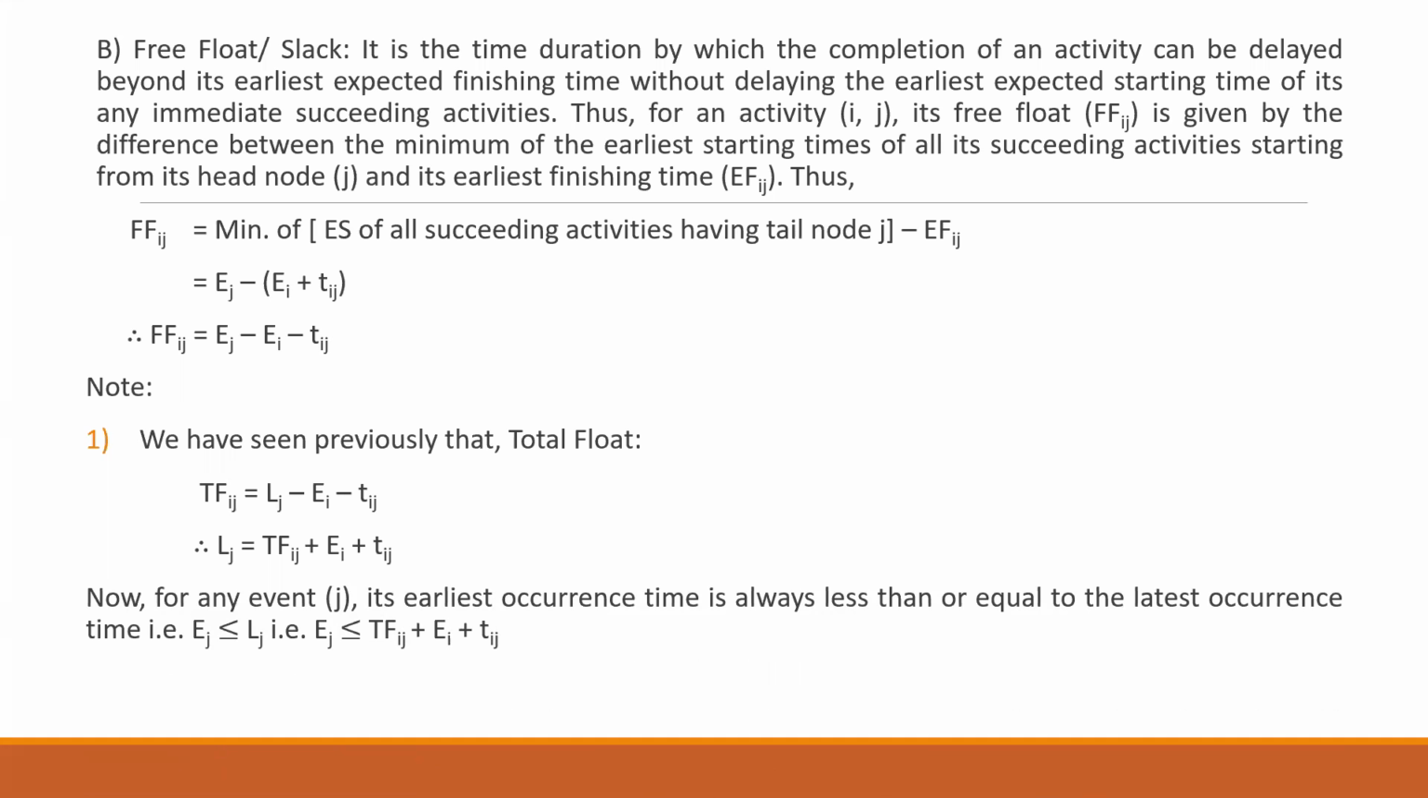Always remember your free float is less than or equal to your total float. So this can be written like this: Ej minus Ei minus tij less than or equal to total float of ij. That itself means that your free float is always less than or equal to your total float. It cannot be greater than your total float, or your total slack. That's the first condition or first indication of your free float. You need to be knowing it.